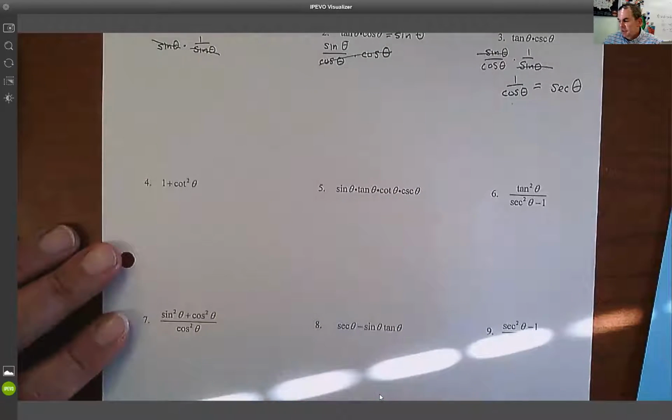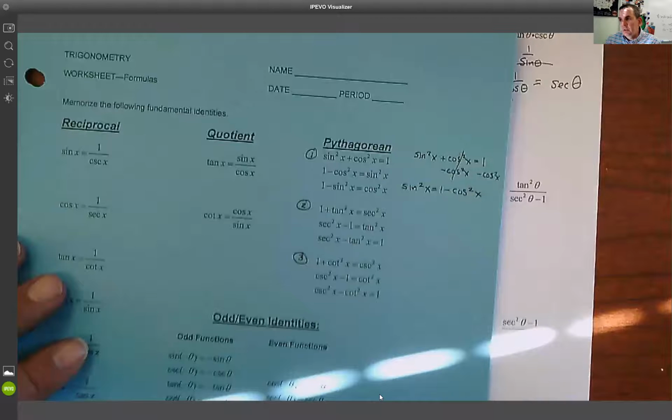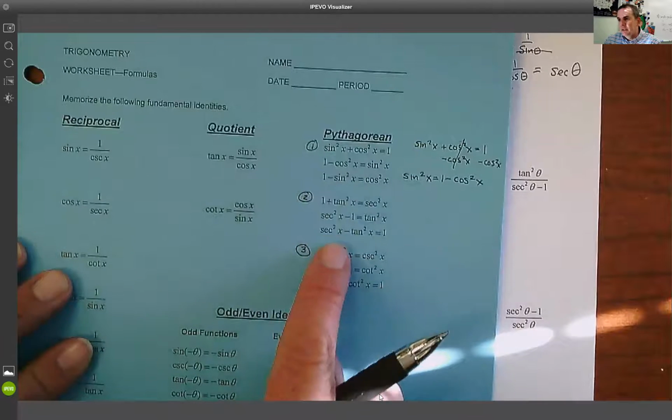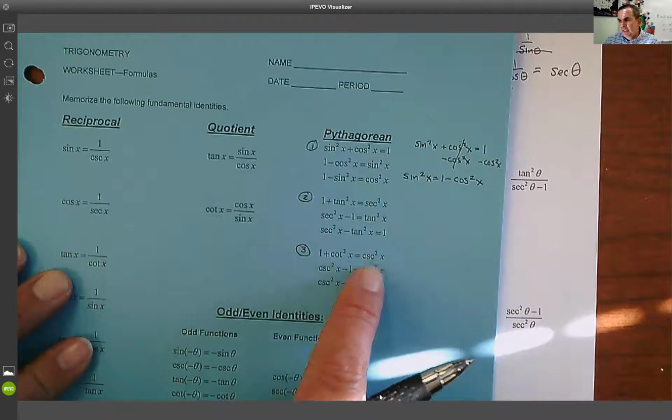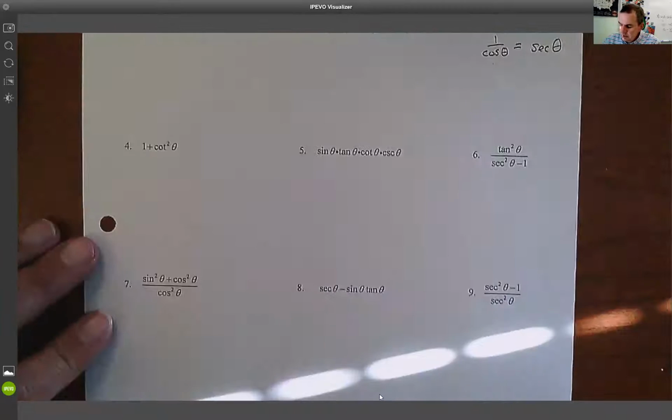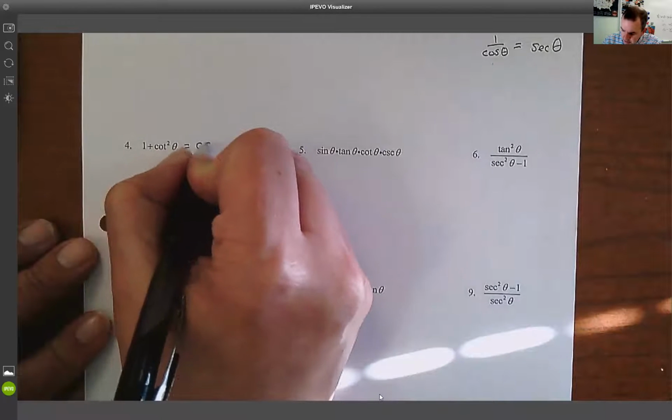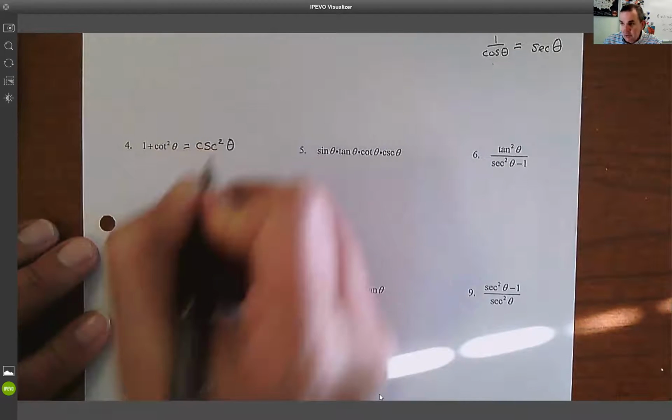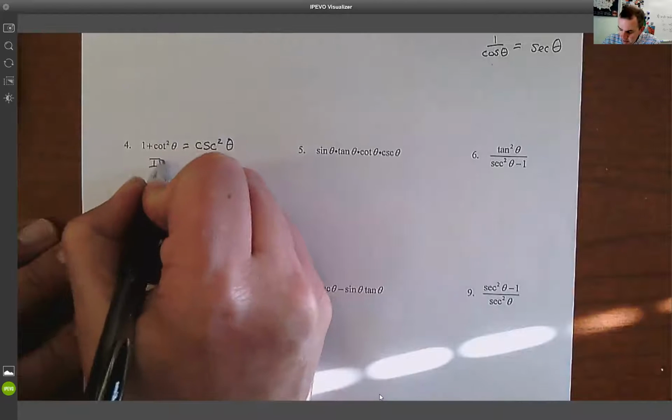Okay, 1 over cotangent theta. What I'm going to do is look over here and see if I see it on there. Bingo, 1 over cotangent of x equals the cosecant of x. So this is equal to the cosecant squared of theta, right from, and it's an identity. So we can get that right away.